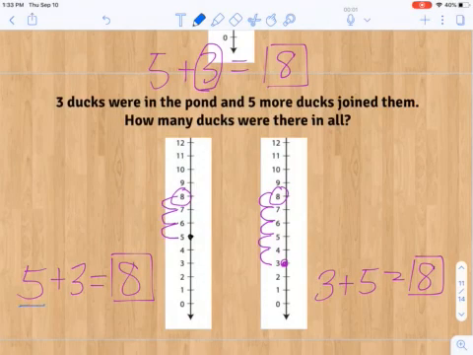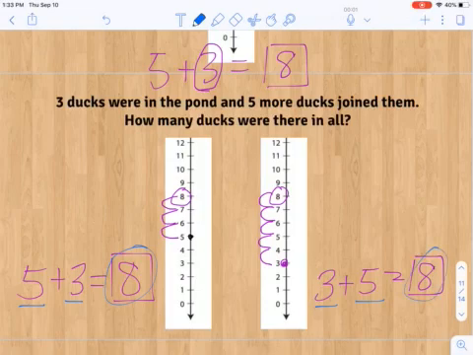Some of you may be noticing that we added 5 and 3 in both to get the same answer of 8 animals in all. This is called the commutative property of addition. The commutative property tells us that we can put the numbers we're adding in any order and still get the same answer. How cool is that?